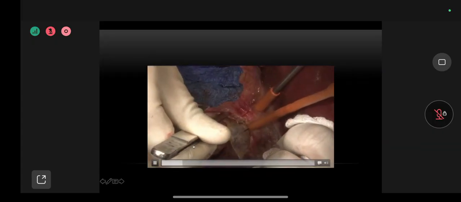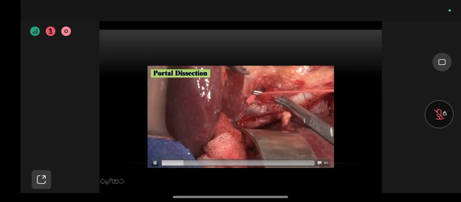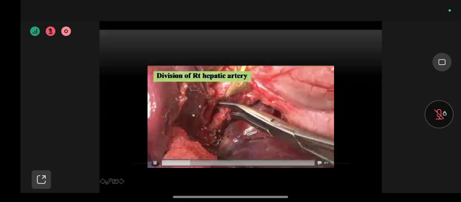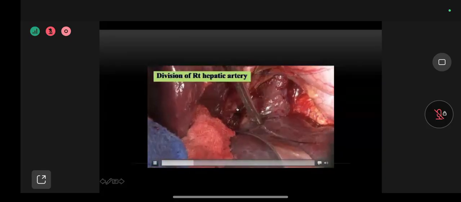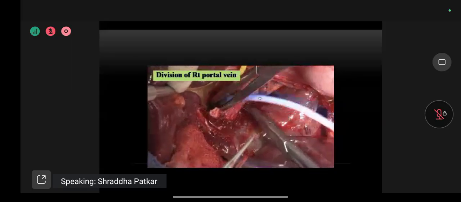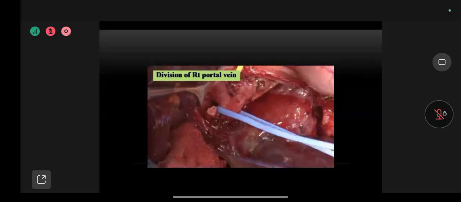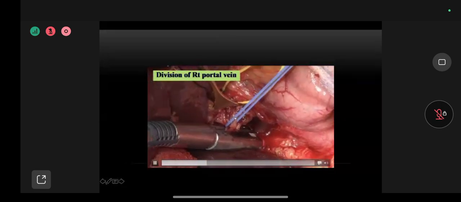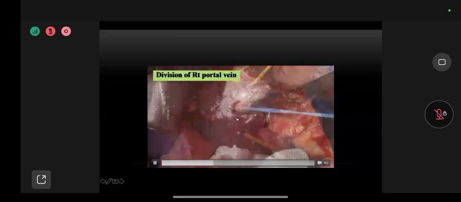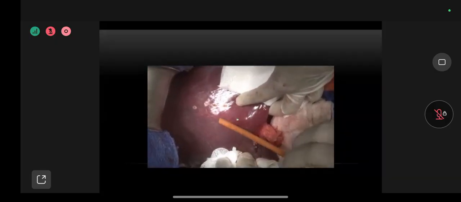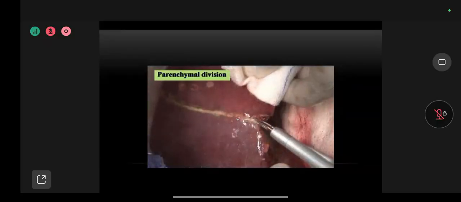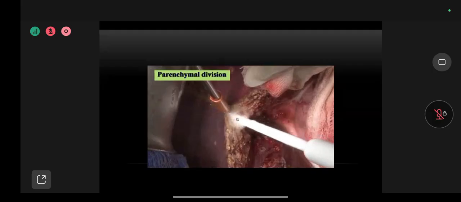We can dissect a little bit of the liver and get access. What we do is modify a little bit: take the portal structures if you have good access to them, so that you have some kind of inflow control. Ligate the hepatic artery and portal vein, so that once the inflow is controlled, you don't need to be bothered about troublesome bleeding. You have a reasonable control on this. And then once you get the demarcation, do a parenchymal division.